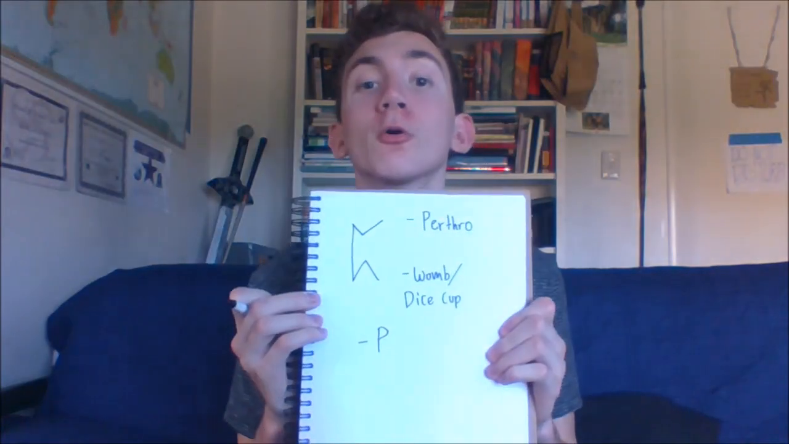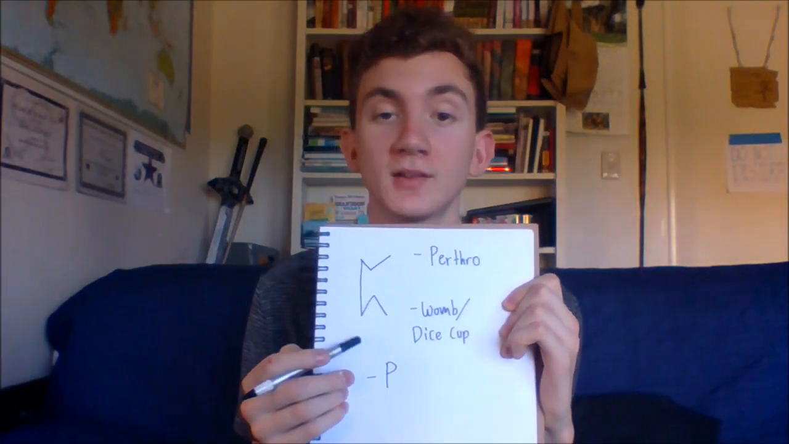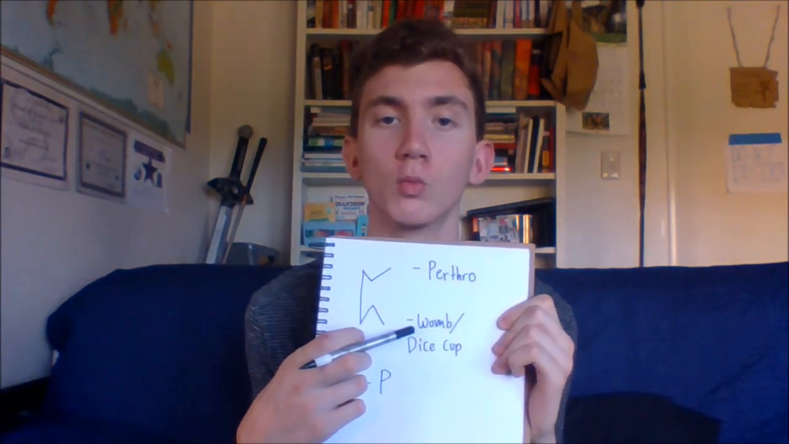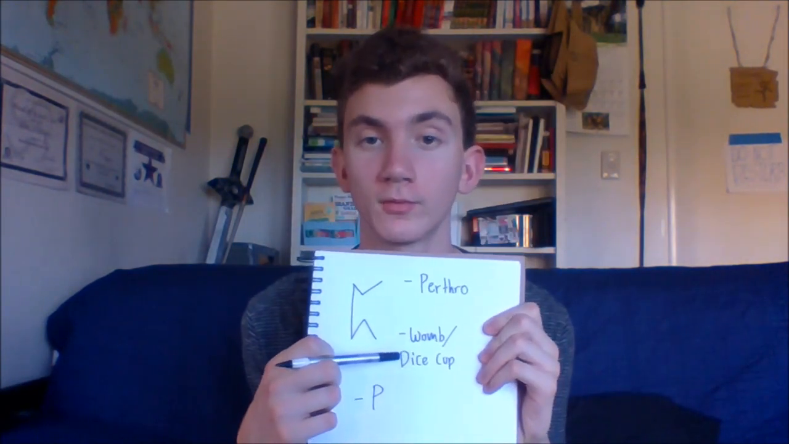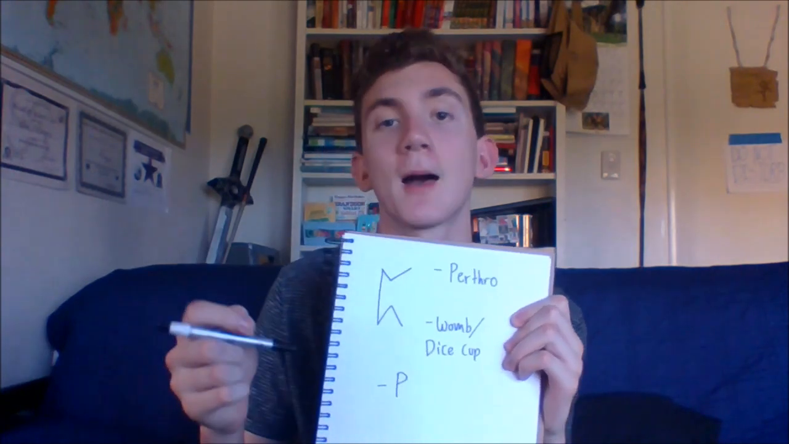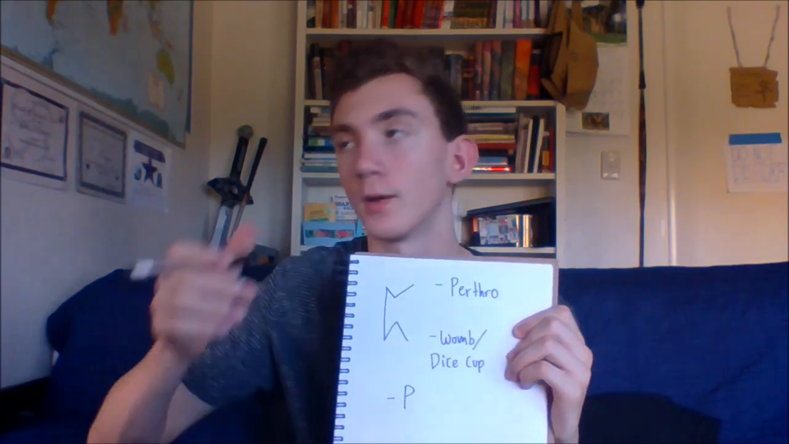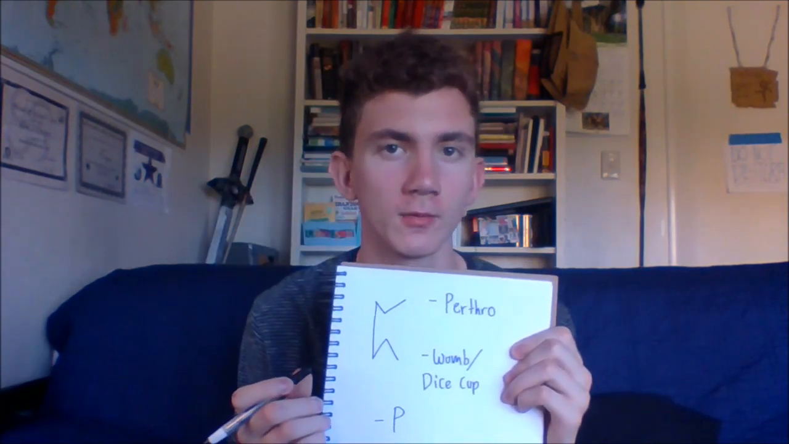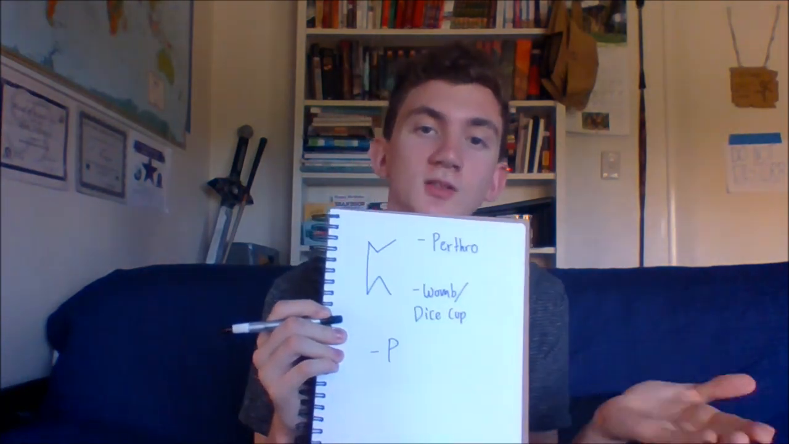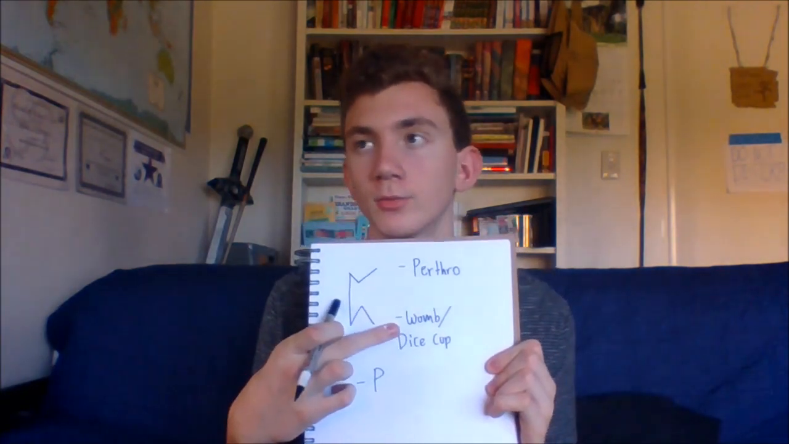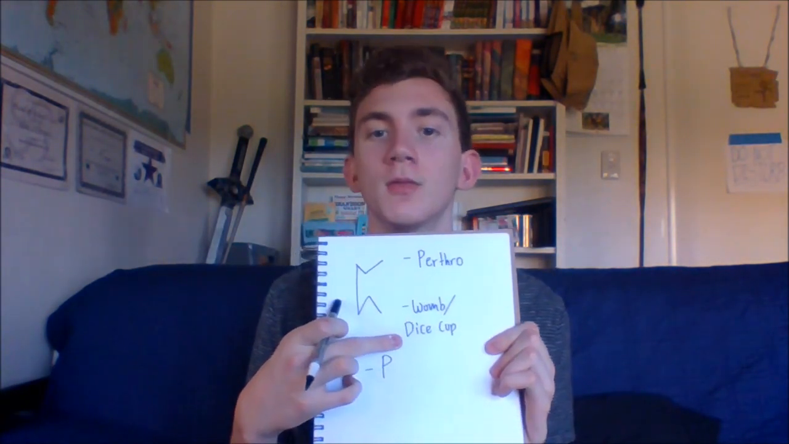Then you have Perthro, and it either means womb or dice cup, and the English counterpart is P. Between the two of these, the womb side is how things come forth, how things happen. Like when you're in your mother's womb, you progress on. We're not entirely sure what's going to happen, but we know something is happening. The dice cup is more of the chance side of it, like we're rolling a dice and we're not really sure what's going to happen at all. This is kind of like the progression of things that are happening. This is more of like what's going to happen at all.